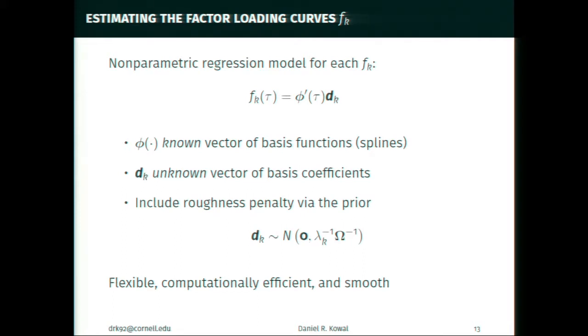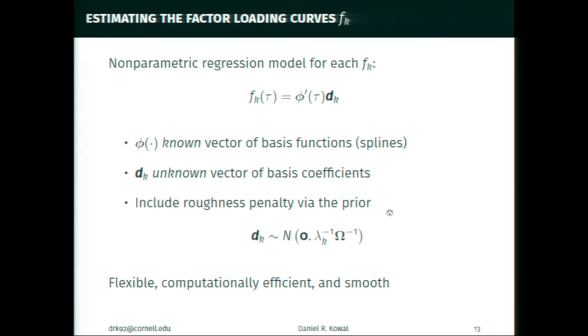So typically in those cases, you write your unknown function as a linear combination of basis functions. So here I have a known vector of basis functions, say B-splines, and an unknown vector of coefficients. So for each scalar valued function fk, I have a vector of unknown basis coefficients. That's going to allow these curves to take a wide variety of shapes.